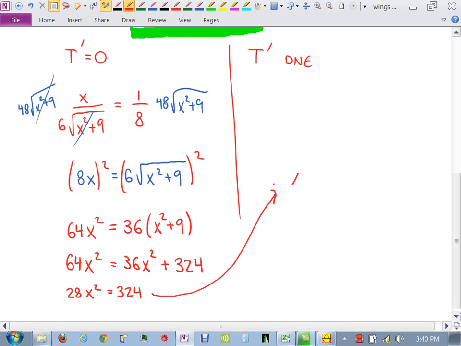Divide both sides by 28. X squared equals 324 divided by 28. Can we reduce that fraction? That's too big. What is it? 81 over 7? And now I'll take the square root of both sides. Plus or minus square root of 81 over 7. That's nice because I can take the square root of the top, that's 9. Square root of the bottom is root 7. So getting 9 over root 7 here. Plus or minus.